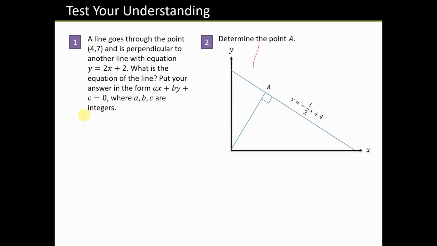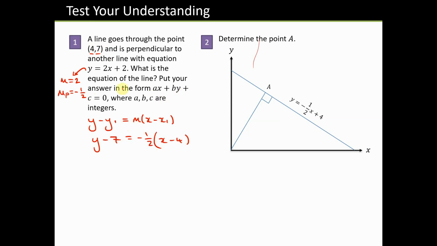A line goes through the point (4, 7) and is perpendicular to this line. So here we've got the gradient is 2. So the gradient of the perpendicular line, which I'll annotate with mP, well, that would be minus a half. So with my equation of a line formula, y minus y1 equals m brackets x minus x1, we're going to have y minus 7 from here equals minus a half brackets x minus 4.